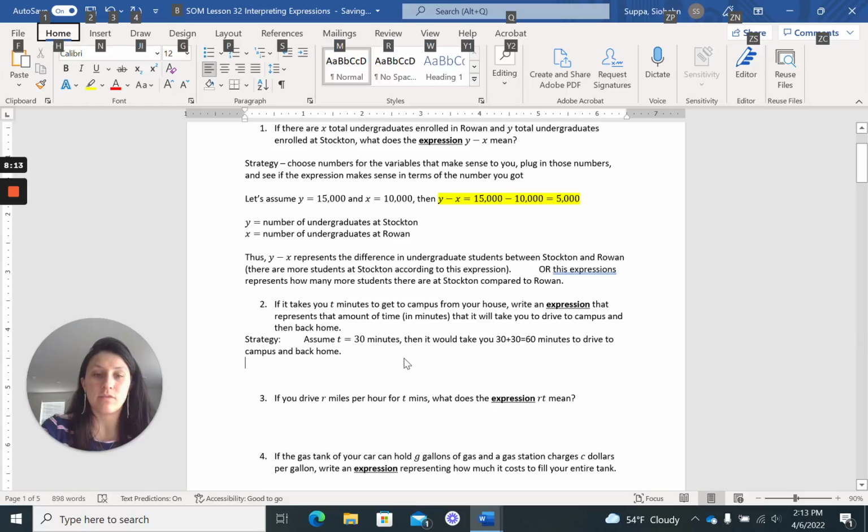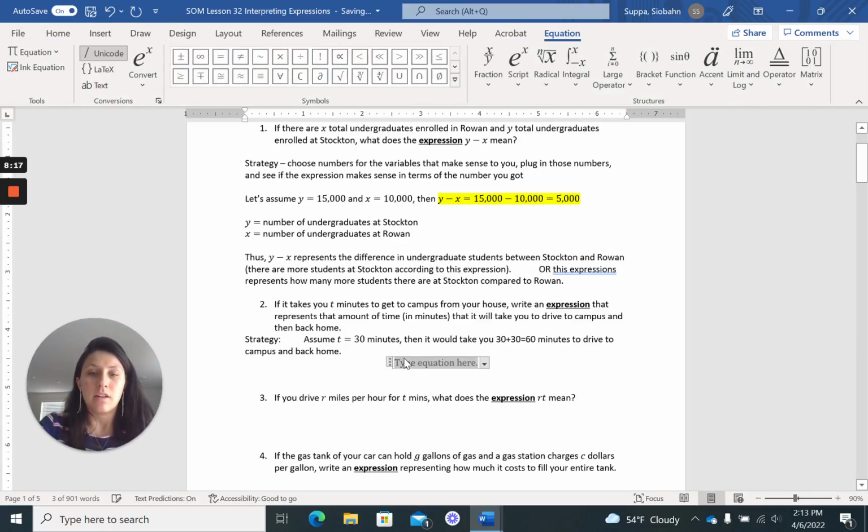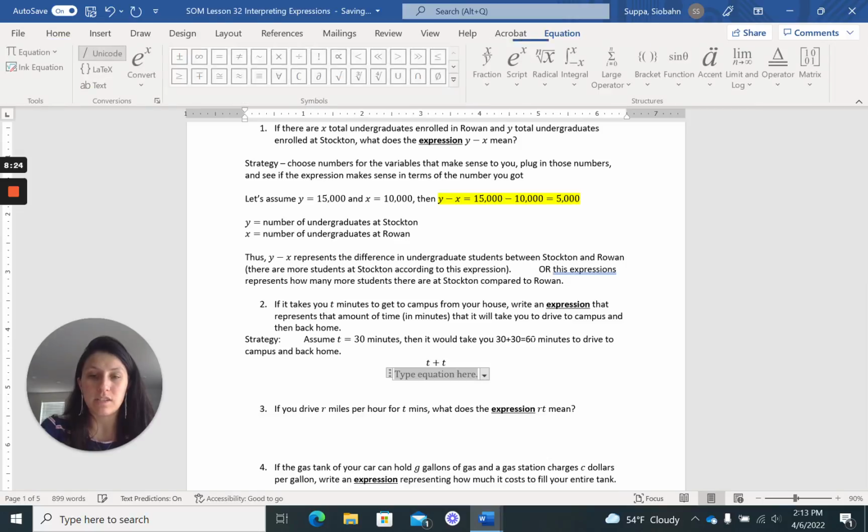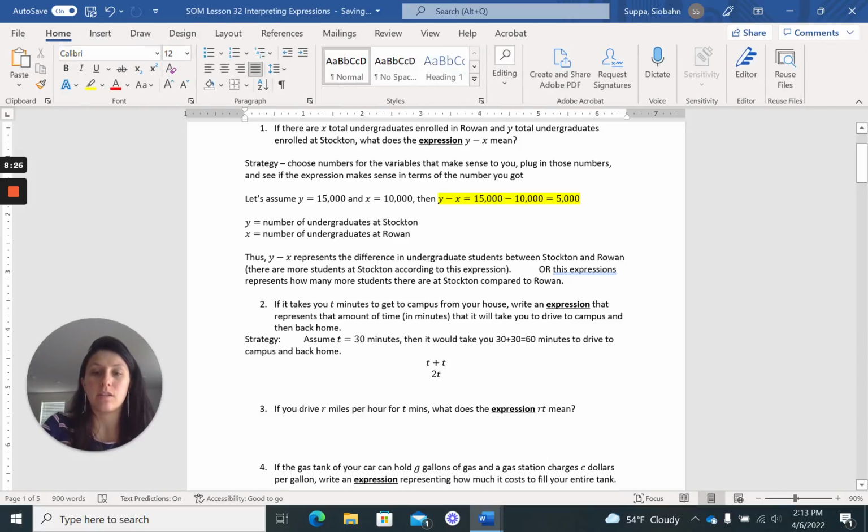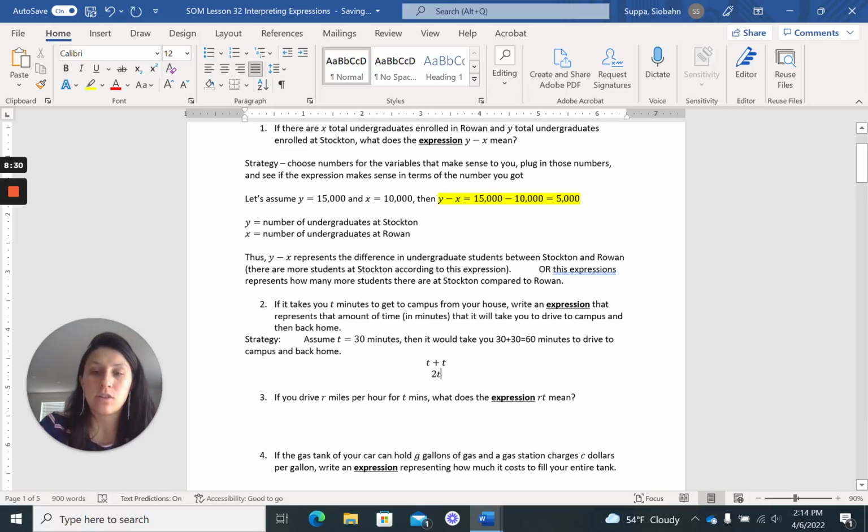So the expression for how long it takes you to drive to campus and then back would be T plus T. And if you want, you can simplify that to 2T. So there is the expression that represents how long it takes you to drive to campus and then back home. But notice the strategy. I plugged in a number so that I could make sense of what was going on in the problem. And then I just replaced that number with the variable, with T in this case.